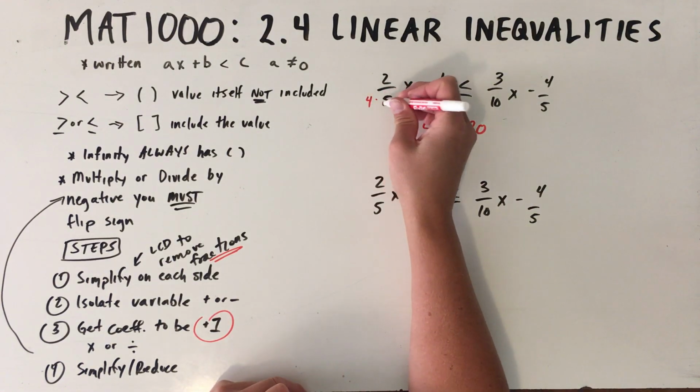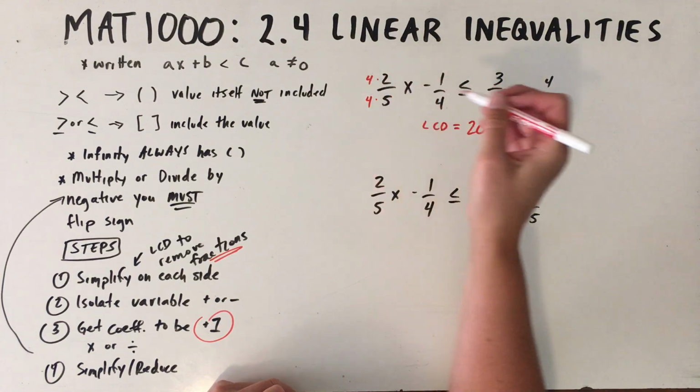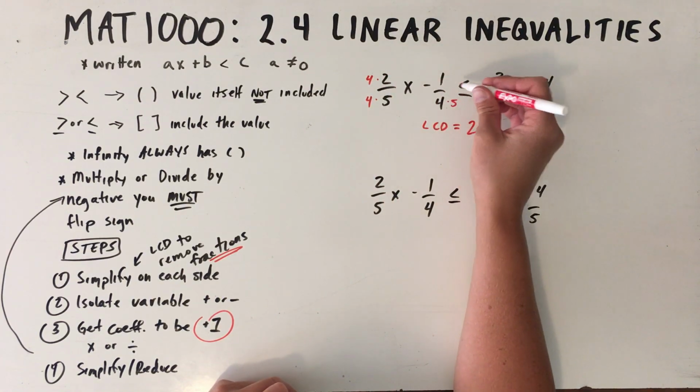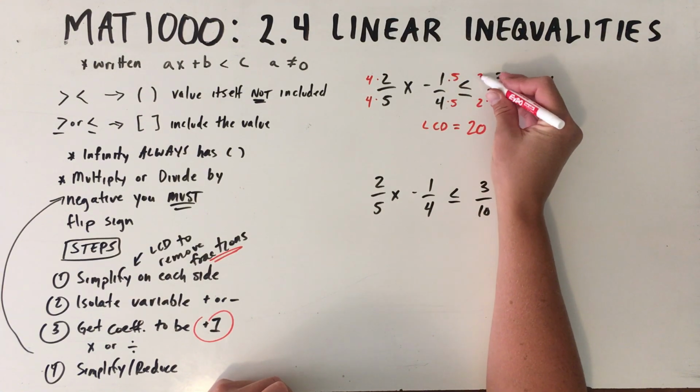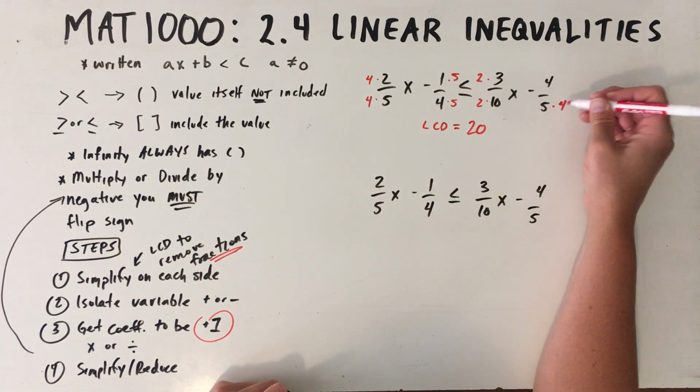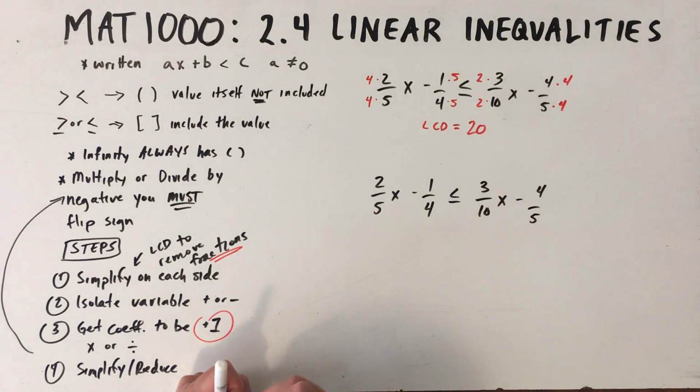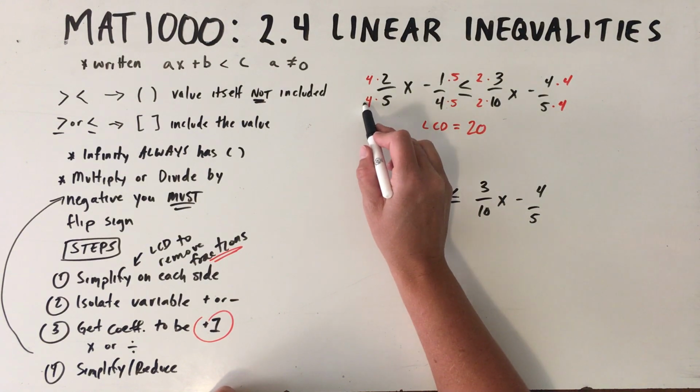So if I multiply this fraction by 4, I have to do the same thing to top and bottom. This fraction by 5, same thing to top and bottom. This fraction by 2, same thing to top and bottom. And this fraction by 4, same thing to top and bottom. That leaves me then with a 20 on all the bottoms.